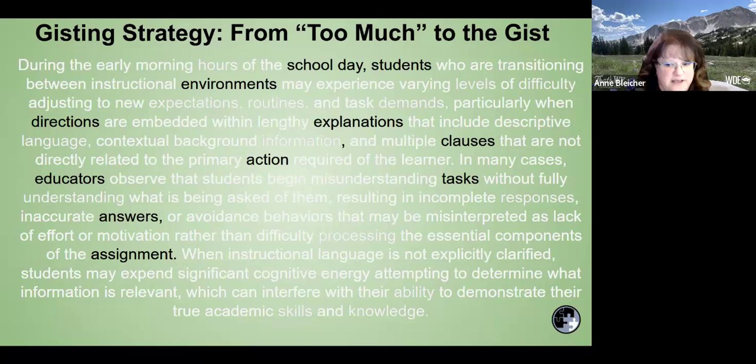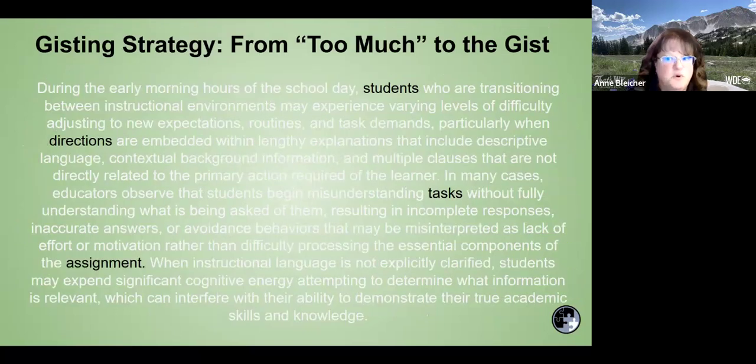Then, to make the passage even more accessible, we want to teach them how to narrow it down to really the most important nouns. So you're left with just students, directions, tasks, and assignments. Then you can narrow that down even further to the core actors. In this case, it would be students and tasks.